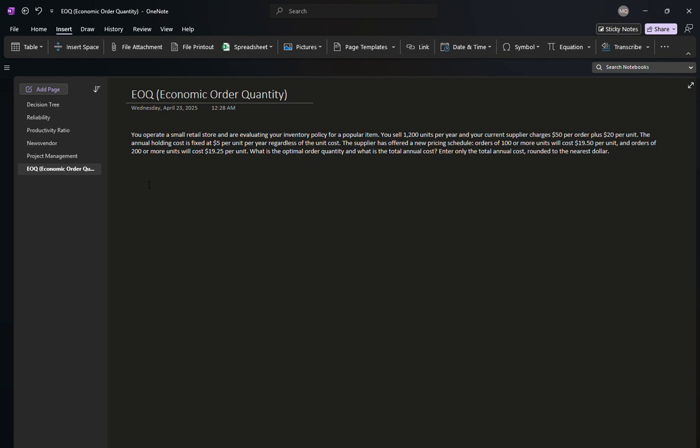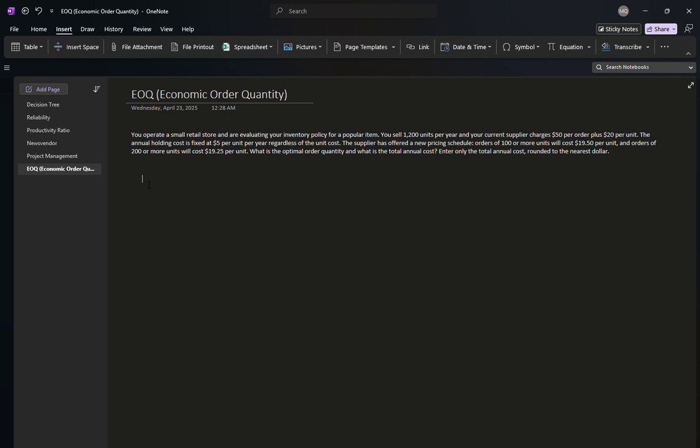The supplier has offered a new pricing schedule. Orders of 100 or more units will cost $19.50 per unit, and orders of 200 or more units will cost $19.25 per unit. What is the optimal order quantity, and what is the total annual cost? Enter only the total annual cost, rounded to the nearest dollar.